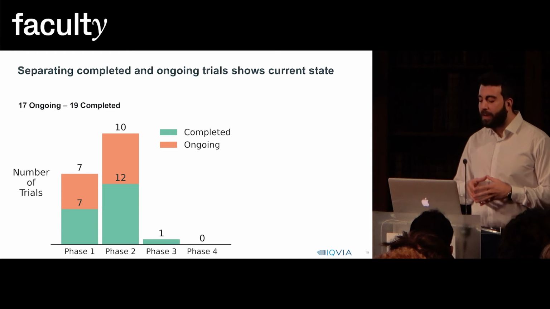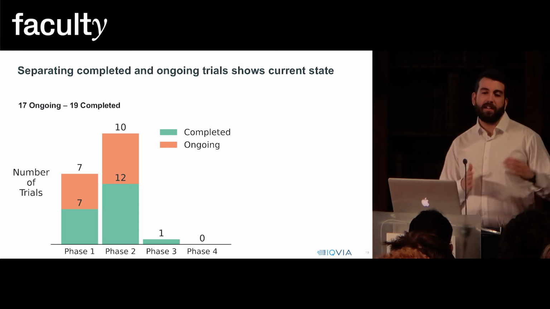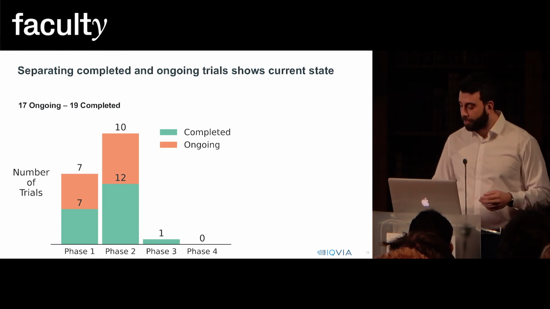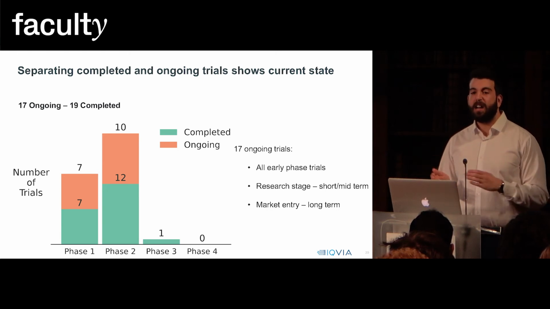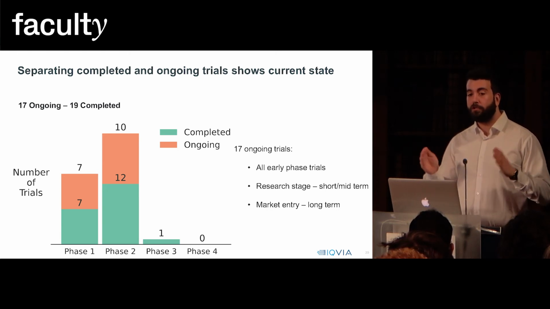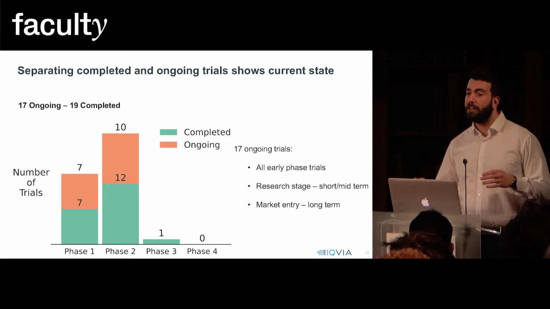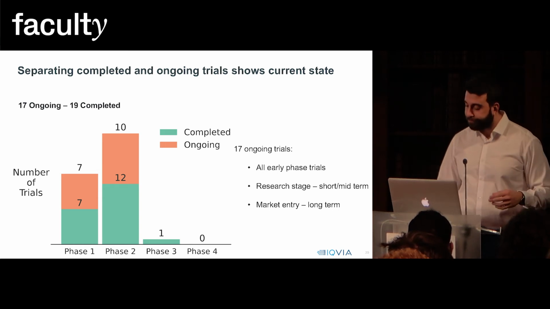Now, if we further manipulate the data to see how many trials have been completed and how many are ongoing, we can again see that the ongoing trials are at the early phase. So that means that there will be research going on for at least a while, and expecting something in the marketplace would come in the long term.